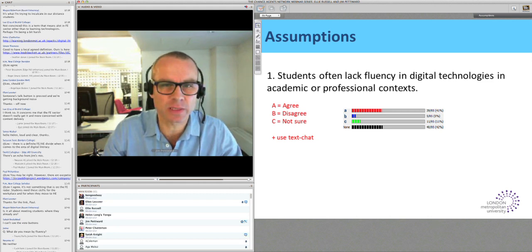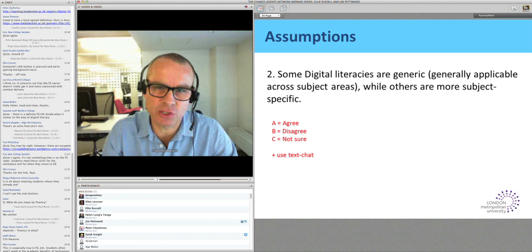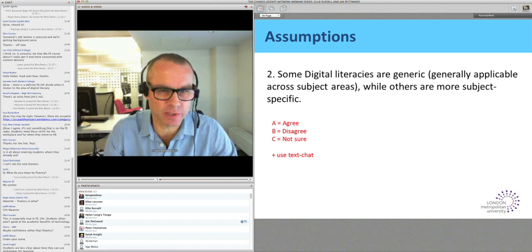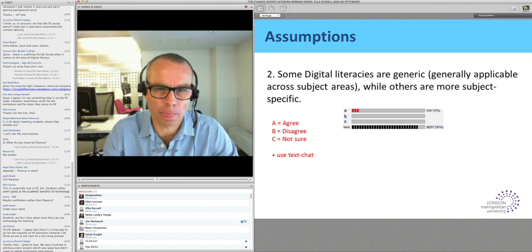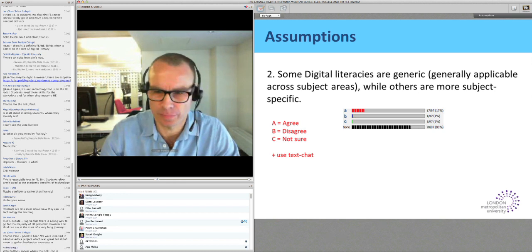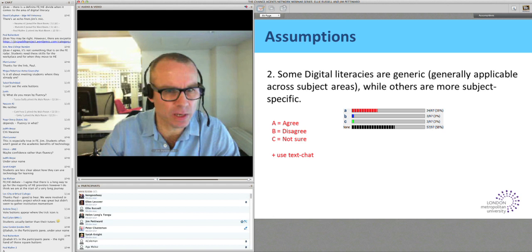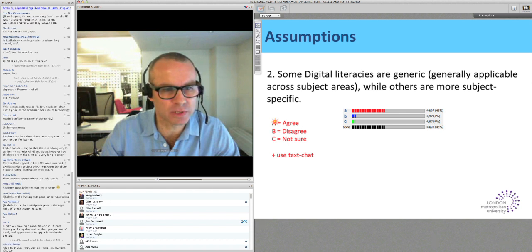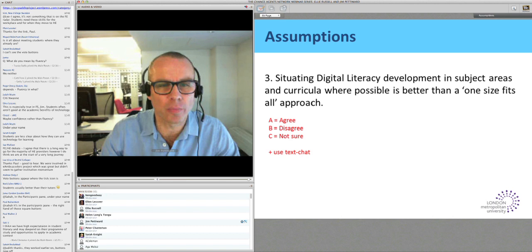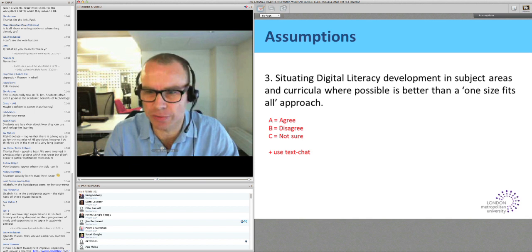I'm going to move on to the next one, and this is another assumption where we consider digital literacies to be both generic. In other words, they're generally applicable across different subject areas, but also there are others which are more subject specific. Again, it seems to be a fairly large proportion who agree with that. Okay, good. And if we just go on to the last one, this is the idea that situating digital literacy development within subject areas and curricula where possible is better than a one-size-fits-all approach.